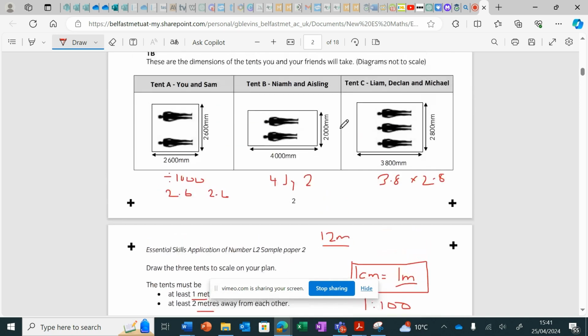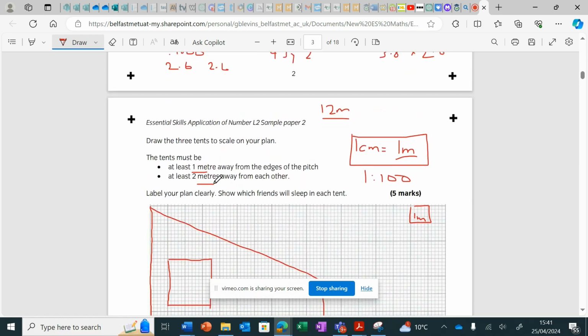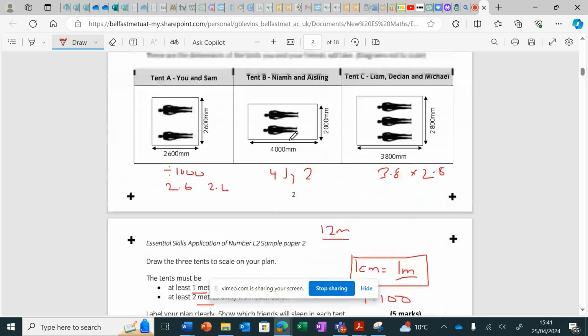The last one is 4 by 2. Well, if I put it this way, 1, 2, 3, 4, yeah, it fits okay. Well, I made a mistake. It should be 2 meters away from each other. So this is only 1 meter. So I need to have changed that. I'd use a rubber in the exam and rub it out and fix. But for the time being, I'll just finish it off.